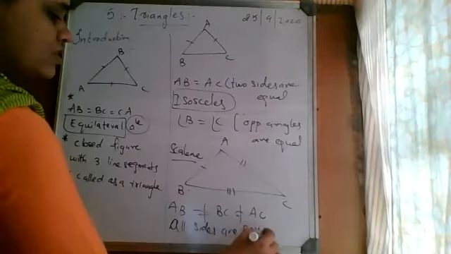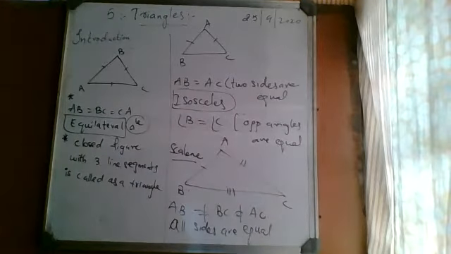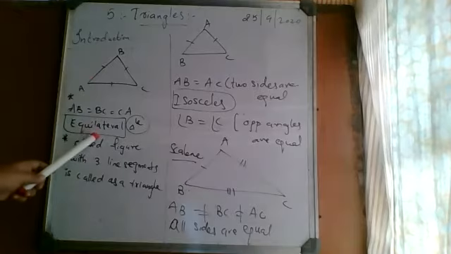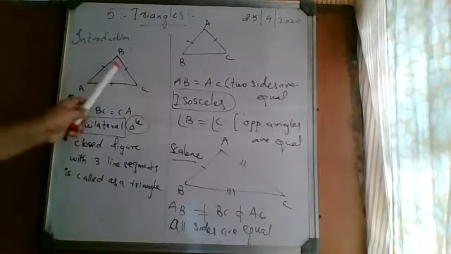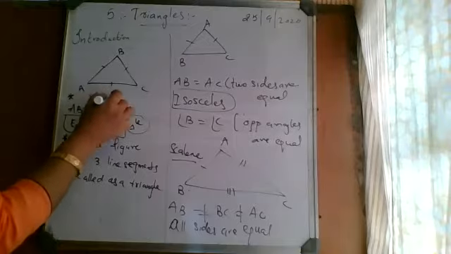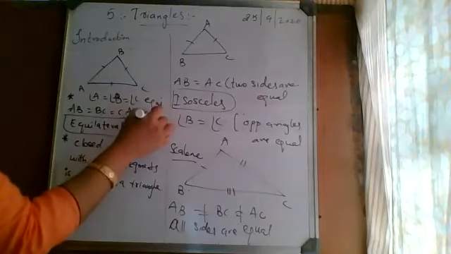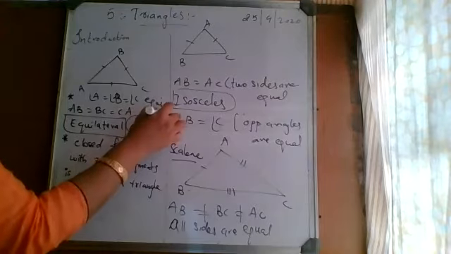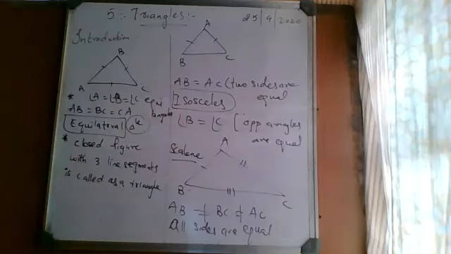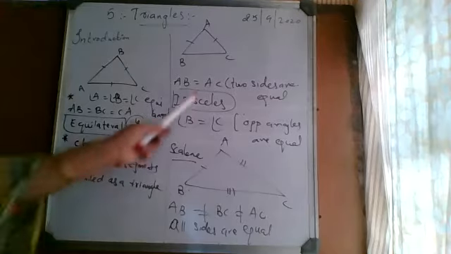Okay. Dear students, once again I am teaching. If all the sides are equal, then it is called an equilateral triangle. Here all angles are also equal. All sides are equal and all angles are equal. It is equiangular. Angle A is equal to angle B, then it is called equiangular. Okay. Next. What is the definition of a triangle? It is a closed figure with three line segments. It is called a triangle.